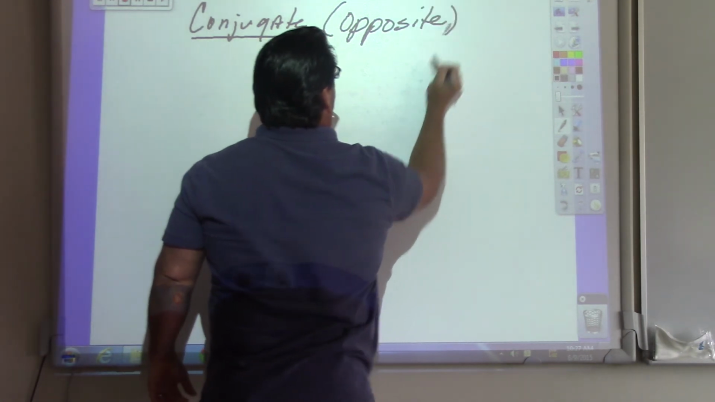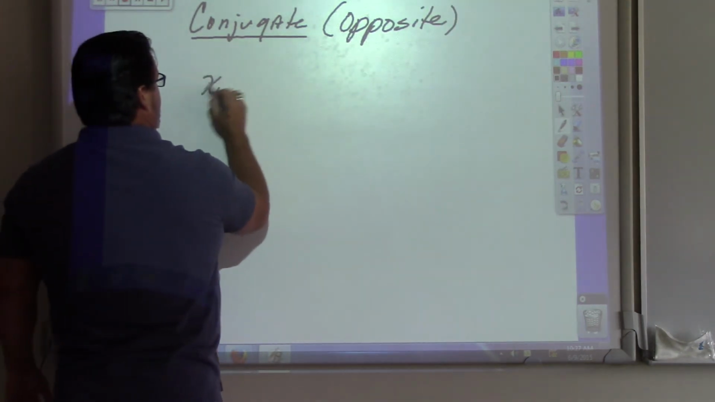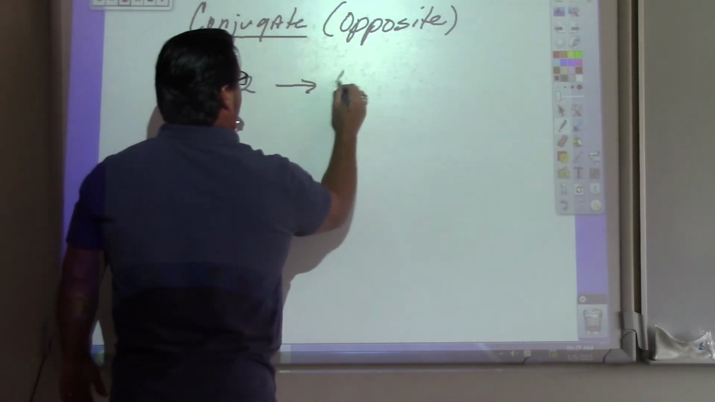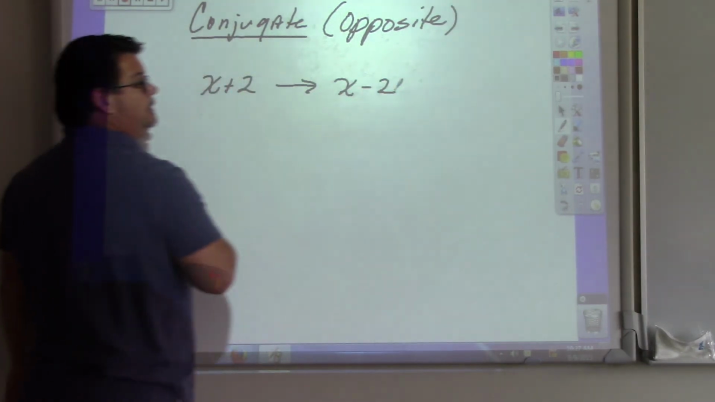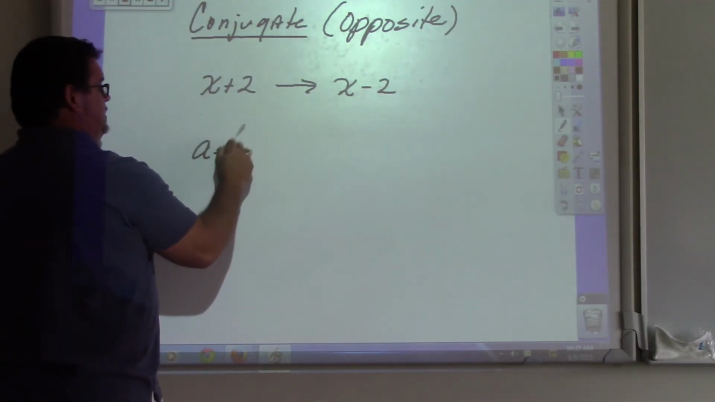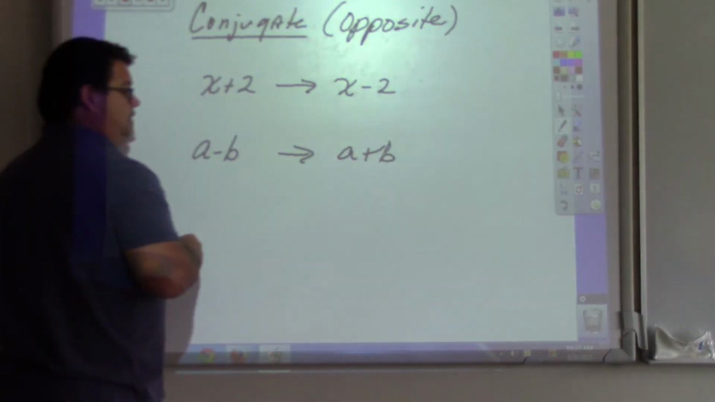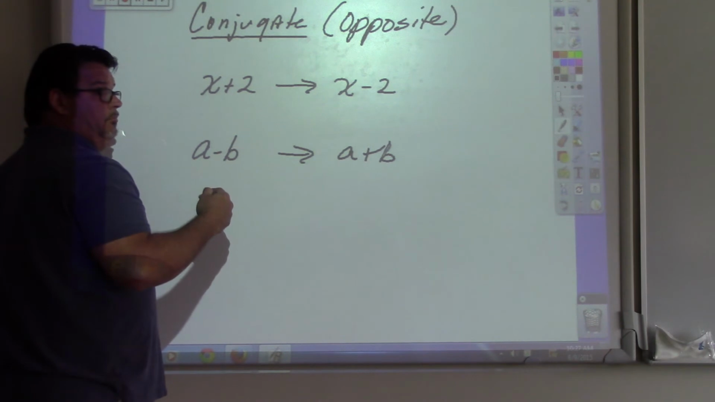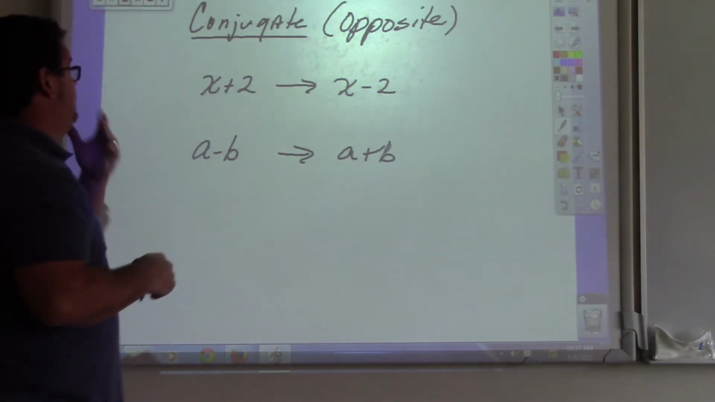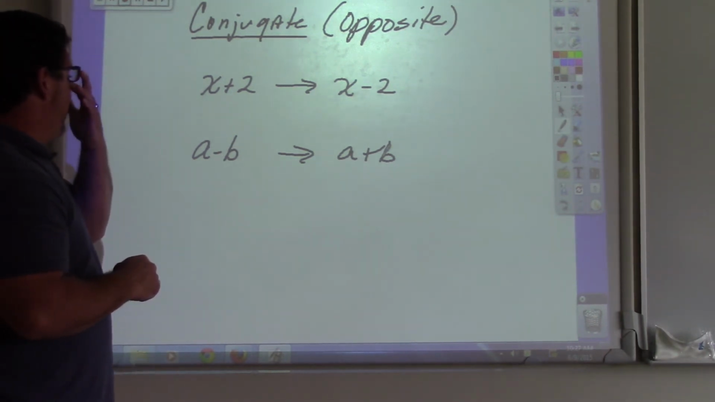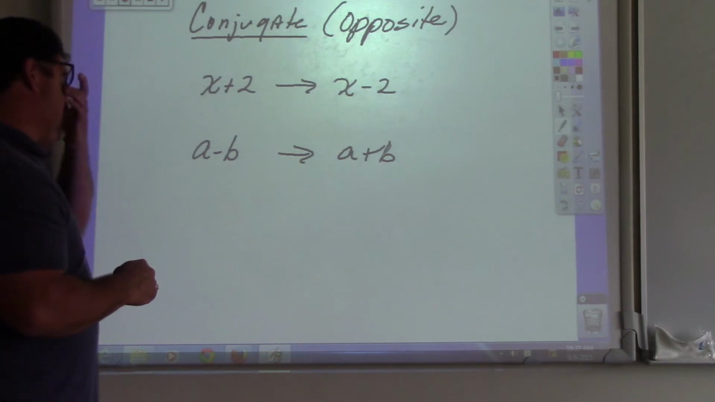Opposite. So the conjugate of x plus 2 is x minus 2. Conjugate of a minus b is a plus b. You get the point? So sometimes you might have a problem that looks like this.